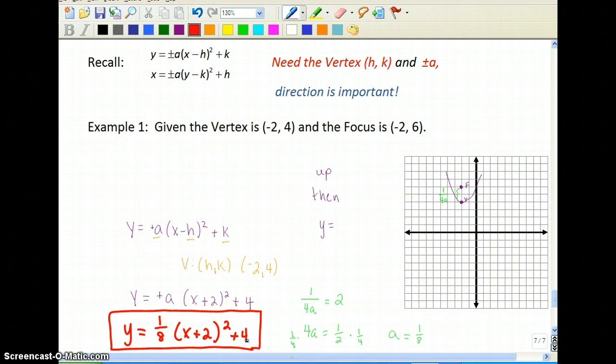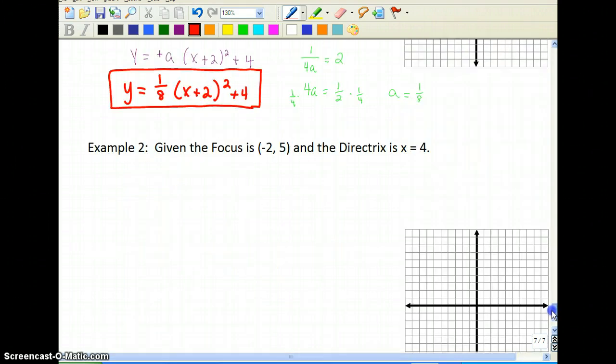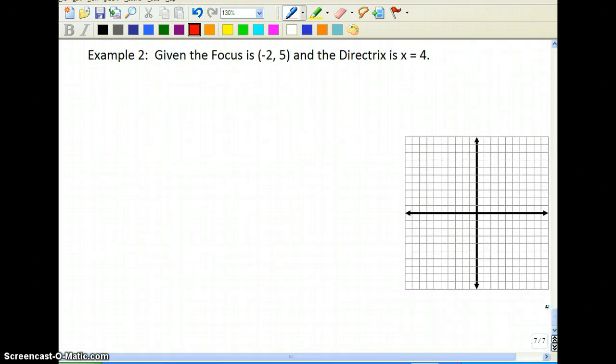So again, you need 3 things in each problem. You need the a, you need the h, and you need the k. Okay, we'll try another one. Given the focus is negative 2, 5, going 1, 2, 3, 4, 5, that's your focus. And the directrix is x equals 4. X equals, going to cross the x-axis at 4. So that's my directrix. Now what do we know is between the focus and the directrix?